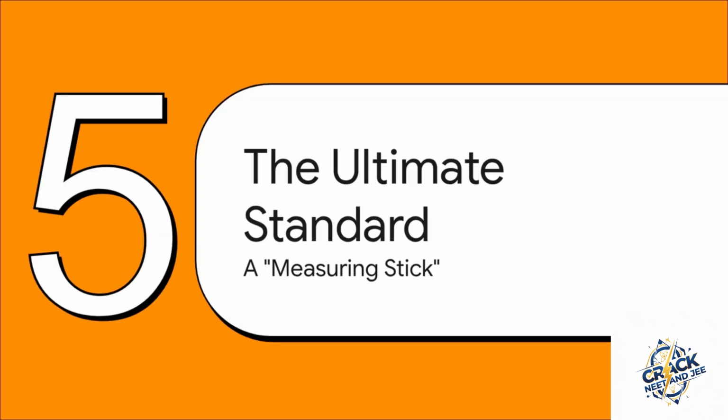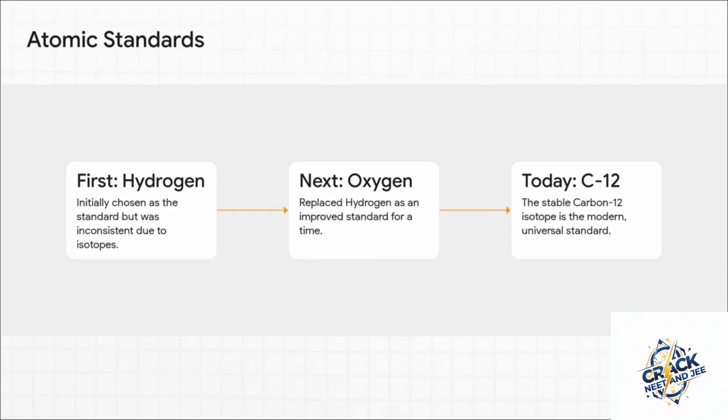Now, just inventing a unit isn't enough. For this to work, the entire world of science needed to agree on one single, stable, reliable atom to be the universal measuring stick, right? It's like if we all agreed to measure things in feet, but my foot is a size 9 and your foot is a size 12, none of our measurements would ever line up. We needed a standard. And it actually took them a few tries to get it right.